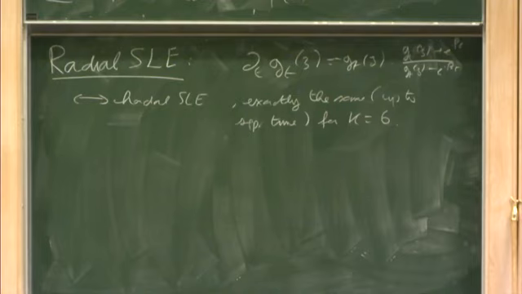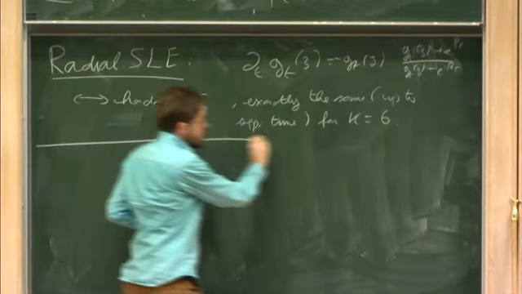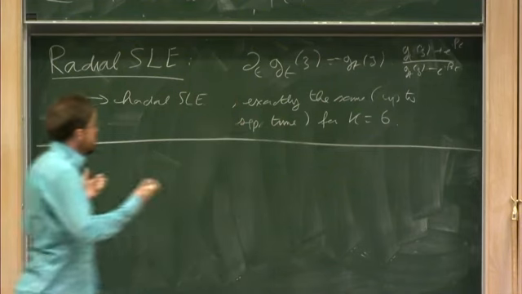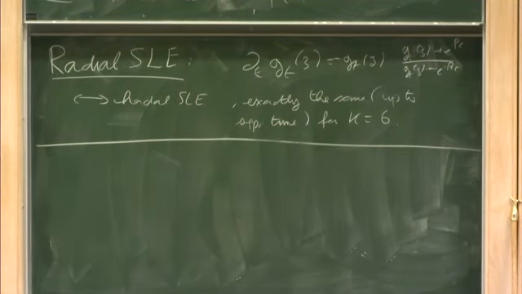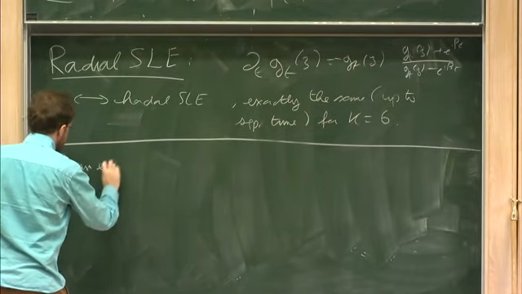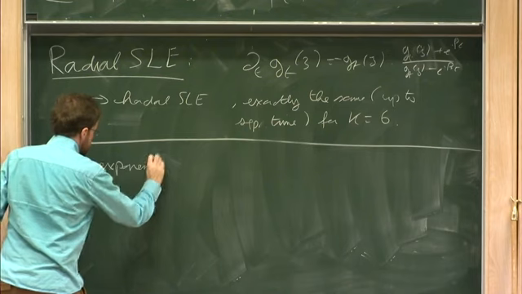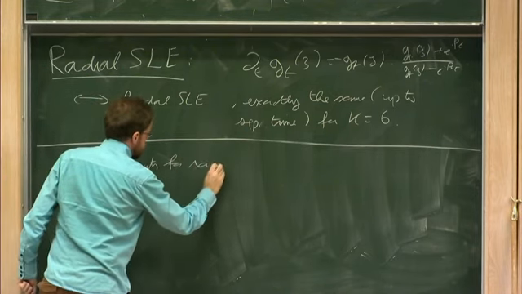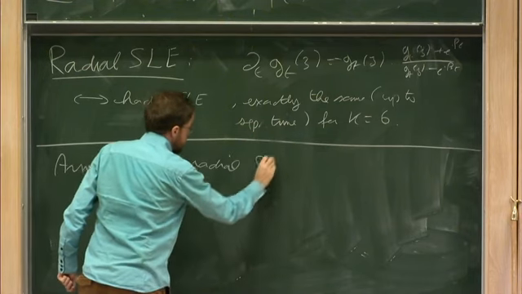So that was all for motivation, but now let's go right into the computation for radial SLE. I will come back to the motivation and to the link with percolation just at the end of this lecture. So today I want to compute the arm exponents for radial SLE.